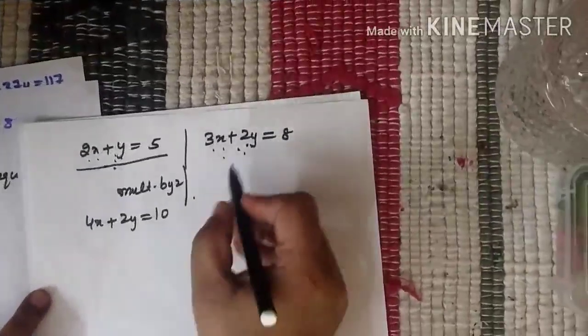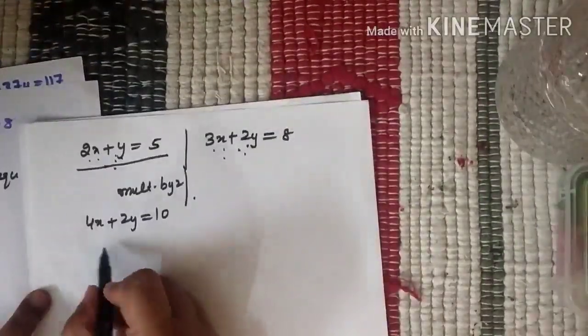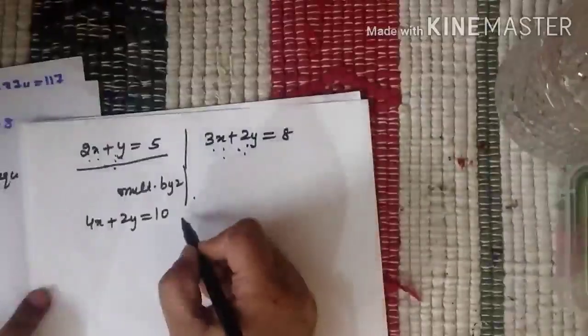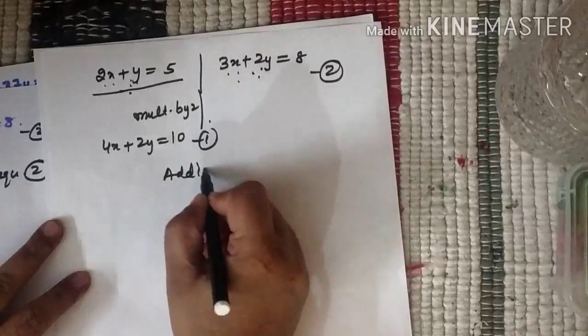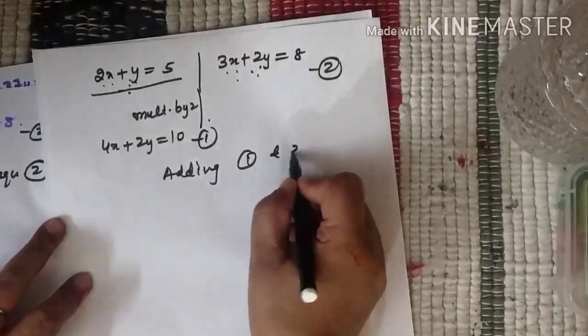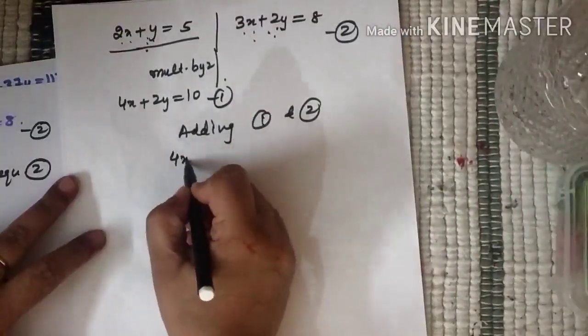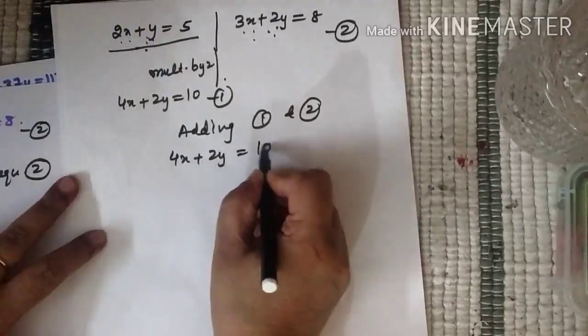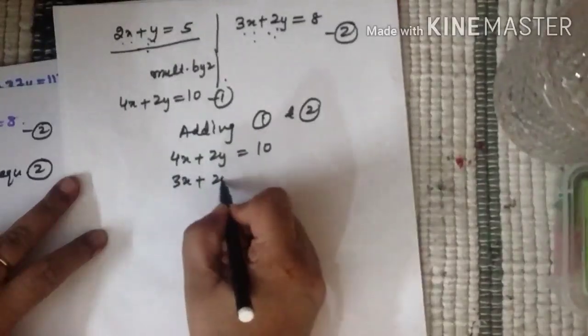Let's call this equation 1, this equation 2. Now adding 1 and 2, I get 4x plus 2y equal to 10. 3x plus 2y equal to 8.